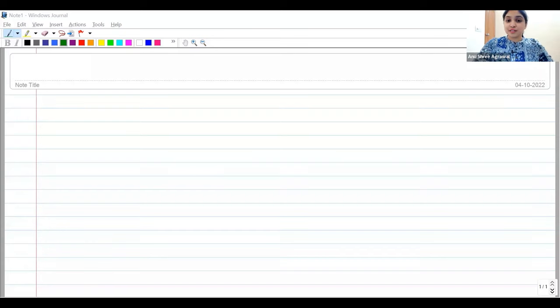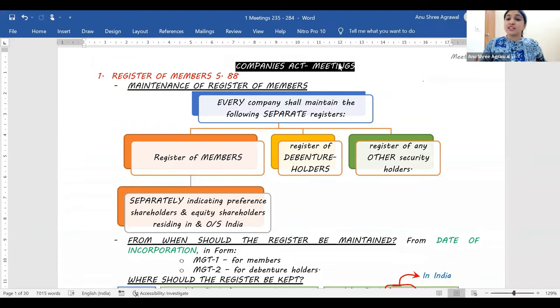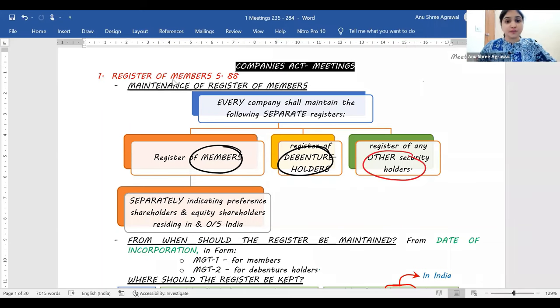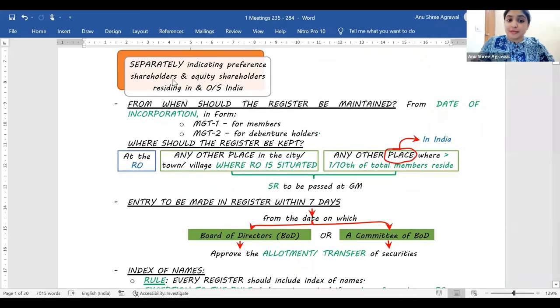Starting with the very first concept, let me share my screen. Register of members. Now, every company has to maintain a separate register of members, a separate register of debenture holders, and if it has any other security, it has to maintain a separate register for each kind of security. In what form should it be maintained? Generally, I do not really stress upon form numbers, but here, these two form numbers you should know: form MGT1 is for register of members and form MGT2 is for debenture holders. This is important from the perspective of your MCQ exam, all right?